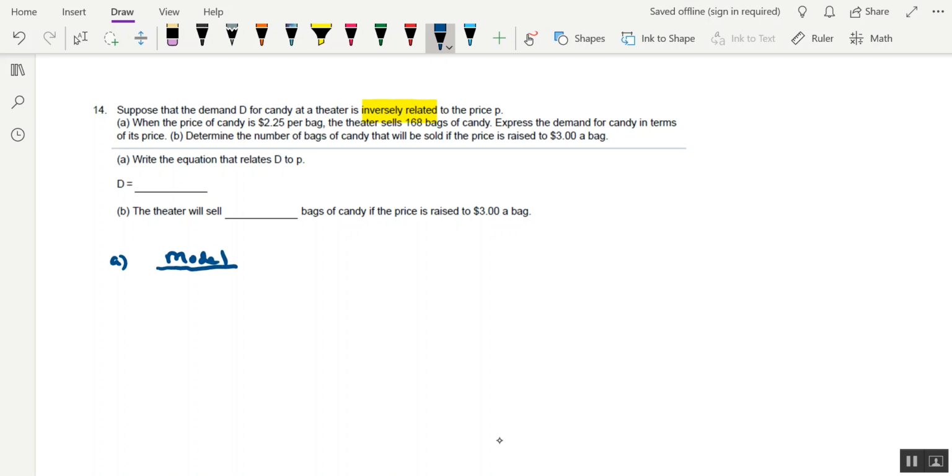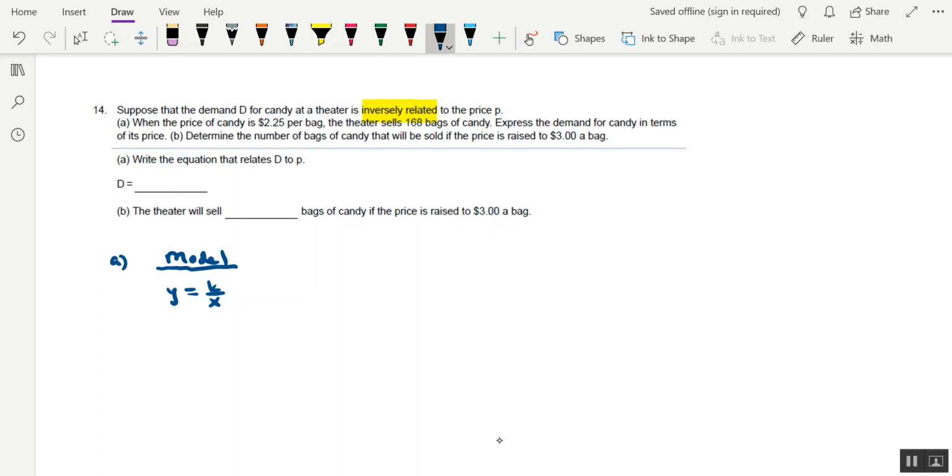Do keep in mind that it says that the demand and price are inversely related. So generically speaking, the equation you'd use for that is y equals k over x, where x and y are going to be replaced by the variables for the two quantities being measured here, and k is called the constant of proportionality.